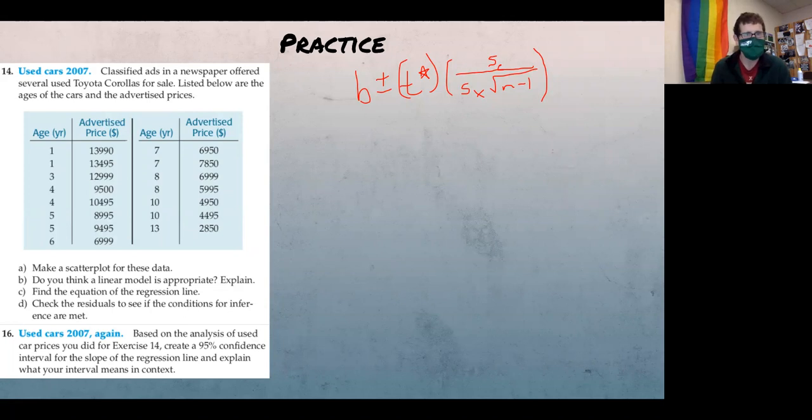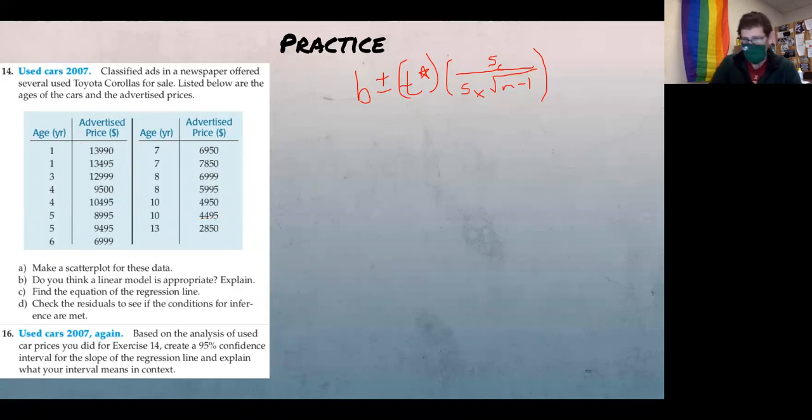So we've got the ages of cars. We've got the advertised price. So obviously the older a car gets, the less it should cost. And we can see that that's generally true, but we're going to look at what the possible slopes could be, and then we'll interpret that.